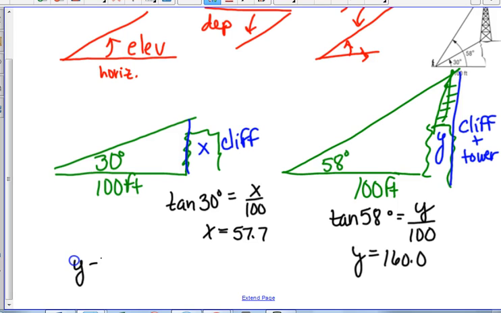So y minus x will give us the tower only, right? We already know the cliff. We're looking for the tower, my bad. I think I said it wrong a second ago. Which is 102.3, is that right? Label? Okay.